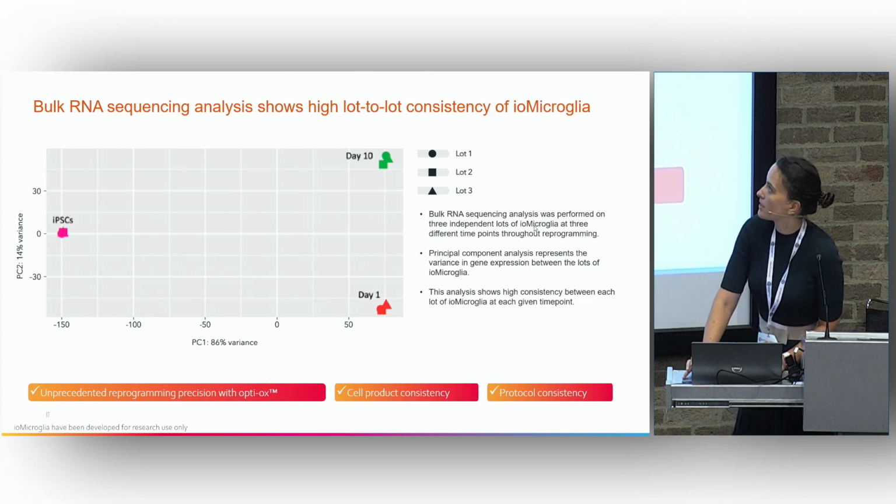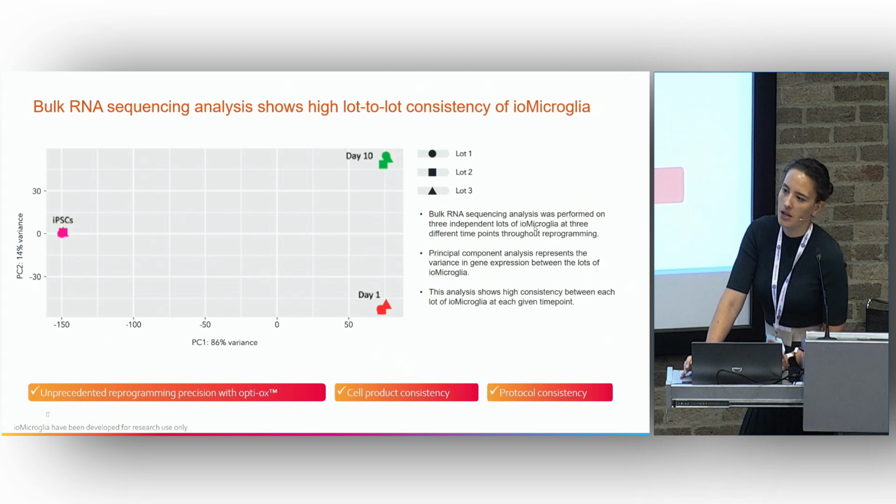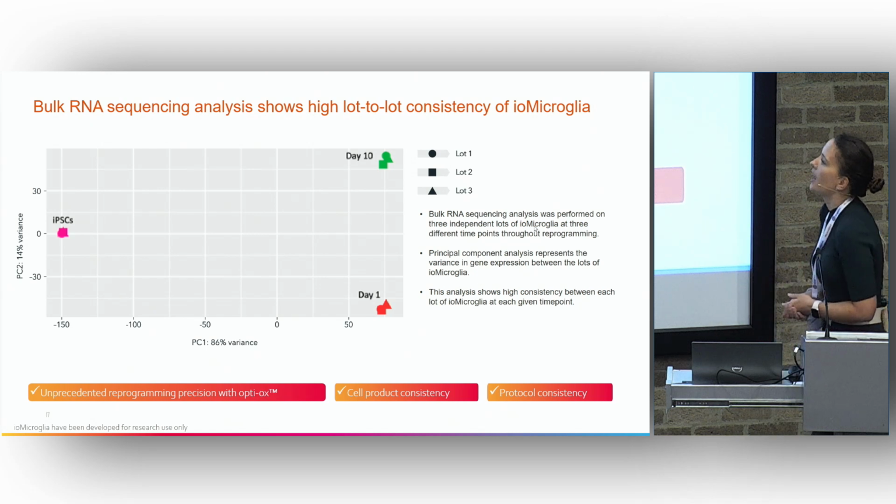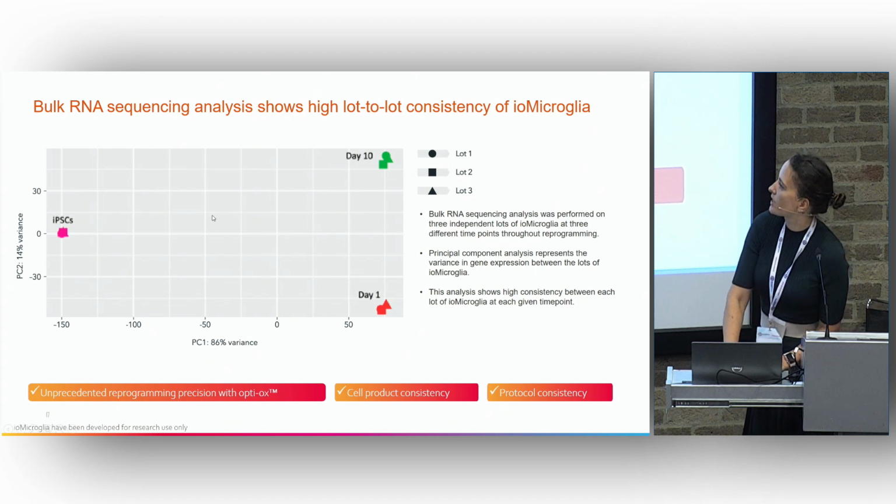But another thing that we ensure that we do on all of the products that we make is sequencing. So we do both bulk RNA-seq and also single cell. This is just to highlight the consistency between the batches, because this consistency is key. This is exemplifying a PCA plot of iPSCs before we reprogram the cells, at day 1, which is straight out of the vial, and at day 10. And you can see that between the 3 lots, you get a nice lot-to-lot consistency.